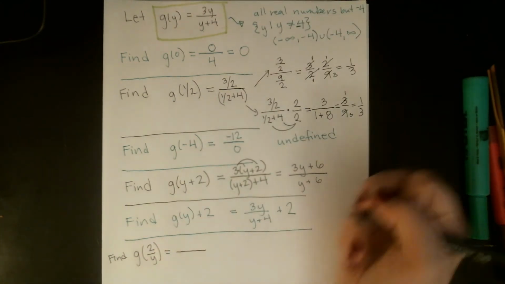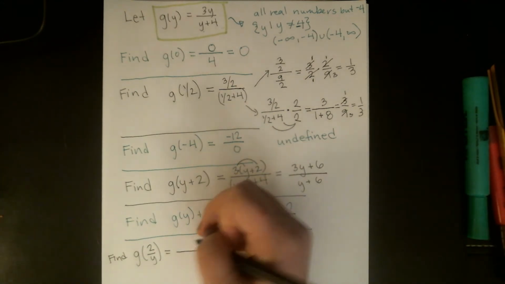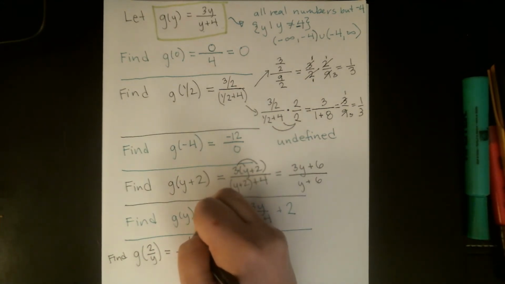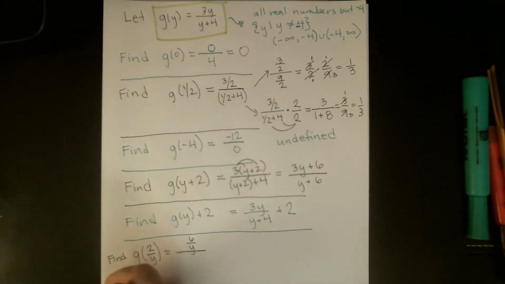which is build a fraction. On the top of the fraction, you're going to have 3 times your input. 3 times 2 over y is 6 over y. You want to be really careful. In fact, I think I'm even going to make a side note here.